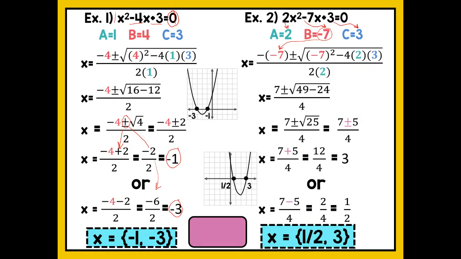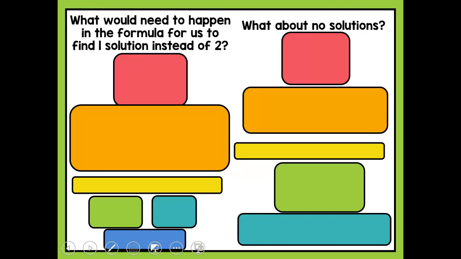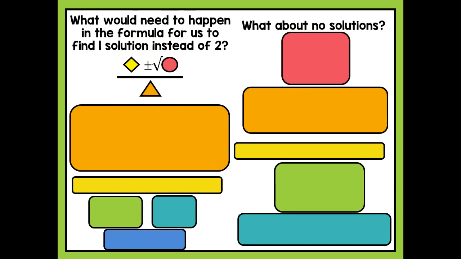How does that translate? That means that the graph crosses the x-axis at a value of 1/2 for x and 3. So those are two examples where you get two solutions. So what would need to happen in the formula for us to have just one solution instead of two? It's kind of counterintuitive if I'm adding and subtracting a number that I wouldn't get two different numbers. So let's look at it.